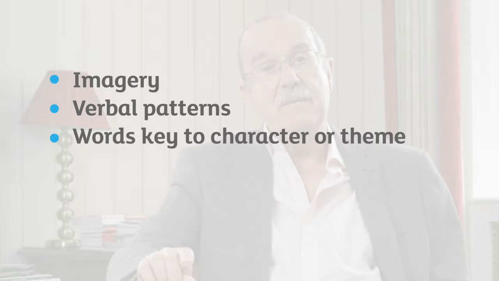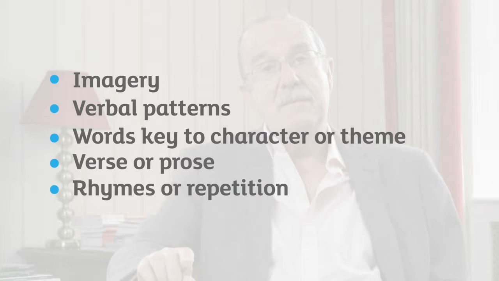So what you need to do in your planning is identify some of the techniques that Shakespeare might be using in the passage. For example, he might be using imagery. He might be using verbal patterns. He might use words which suggest ideas that are key to the character or theme. He might use the verse or the prose in some particular way. He might use rhymes or repetition.